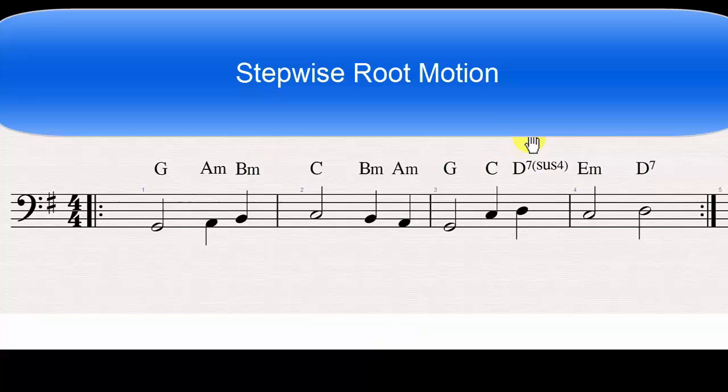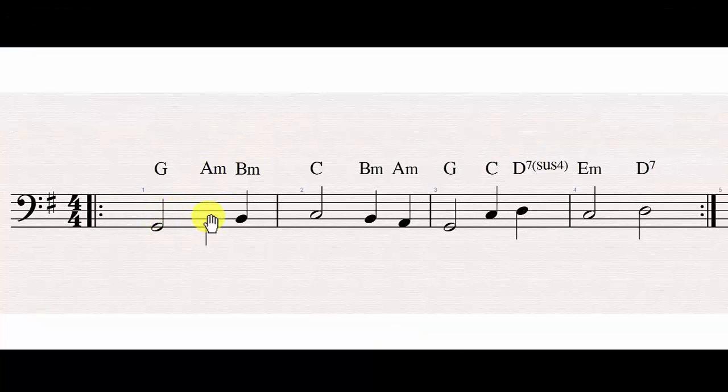Okay, so here we've got stepwise root movement. We're just moving G, A, B, C, B, A, G, C, D, E, D. As you can see, it's all moving in steps apart from this jump here. I've put a suspended 4th chord in. What it does is it makes this kind of like a subdominant chord, so we don't get that movement.